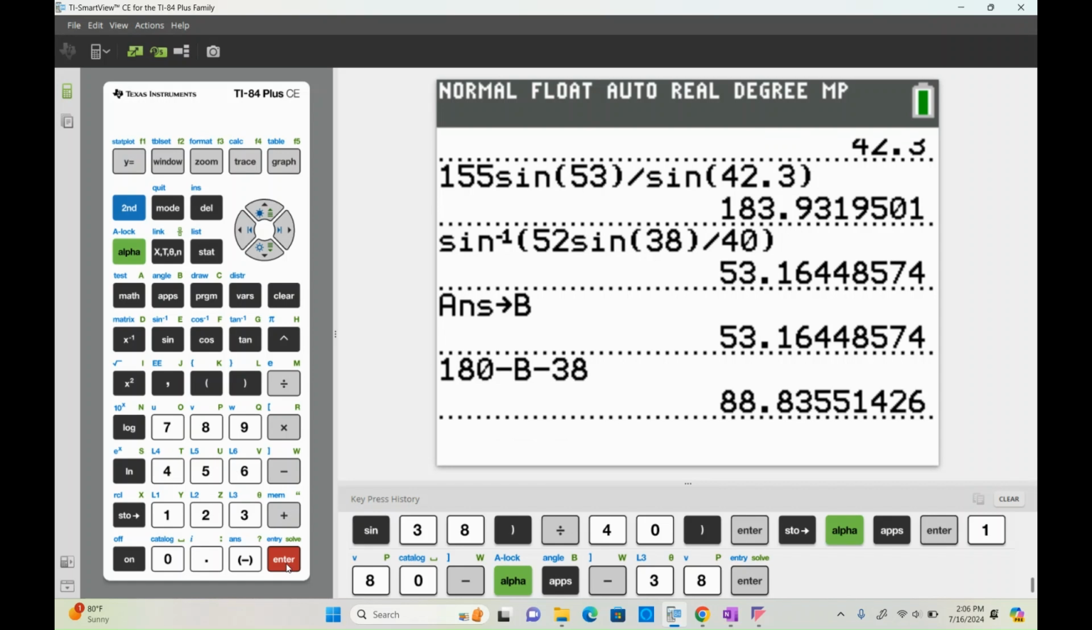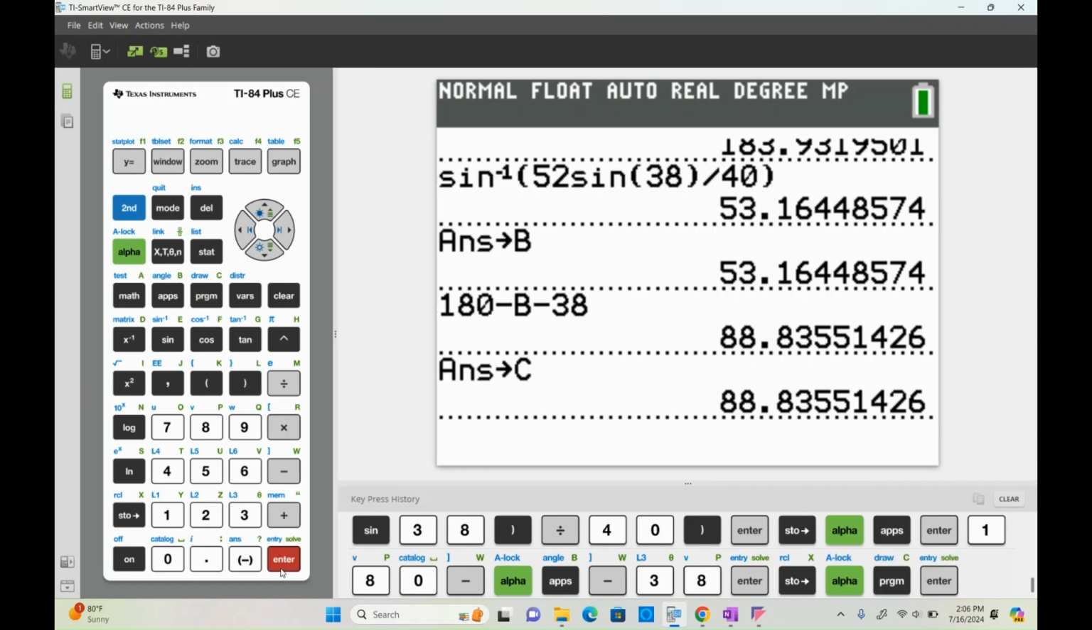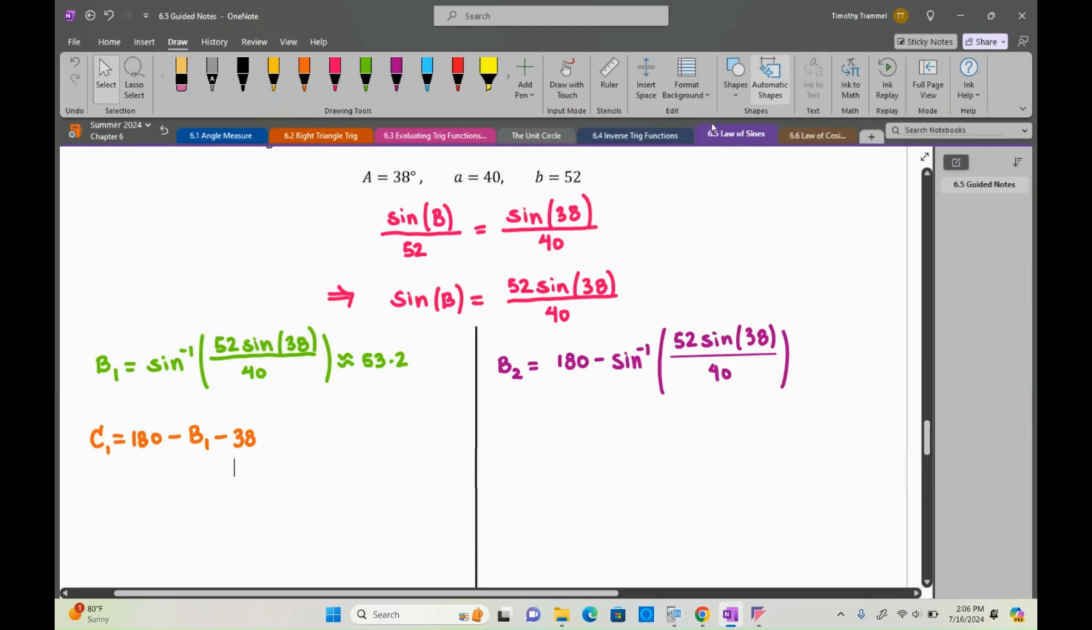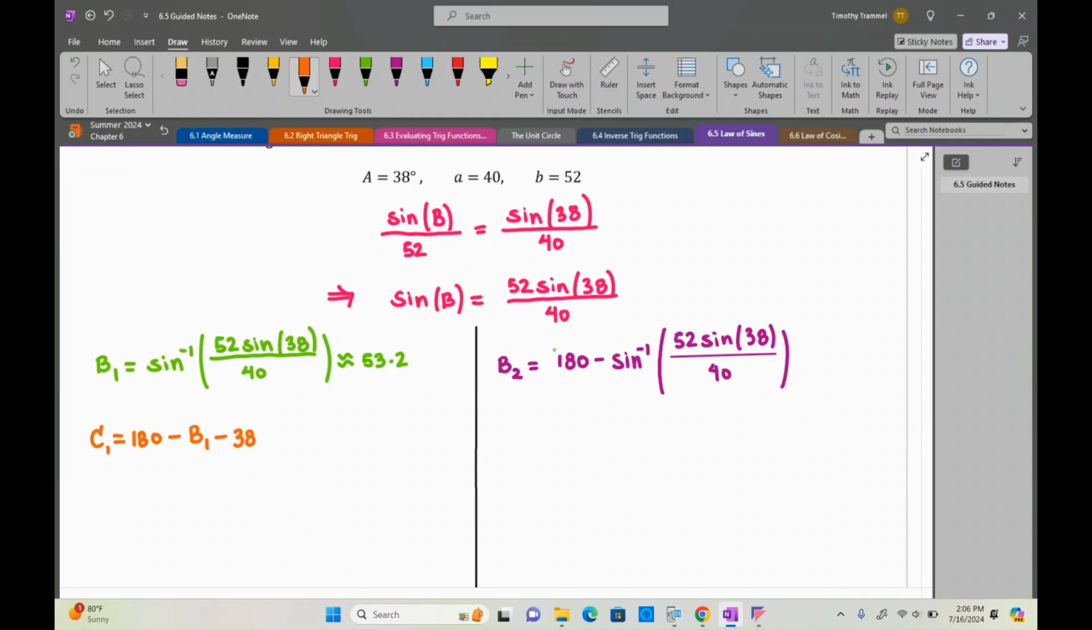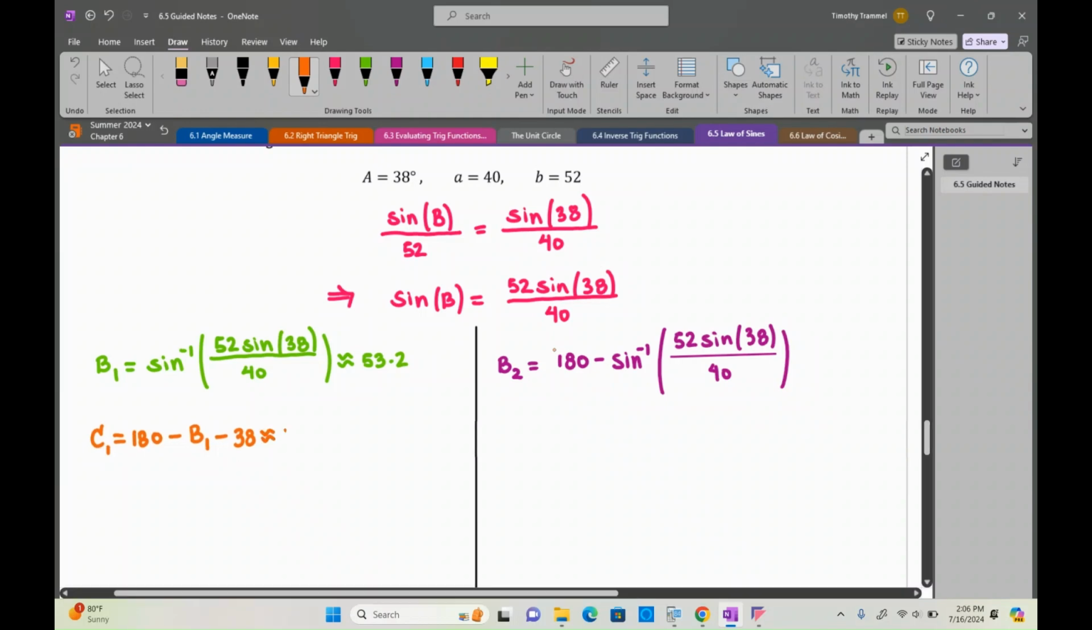So now we're getting about 88.8. And I'm going to store this as C. I'm going to hit STO alpha C, because I am going to need this in a minute. All right, so 88.8. Let's write down the degree symbol on these so that we remember that these were the angles. And all we're missing now is side little c.